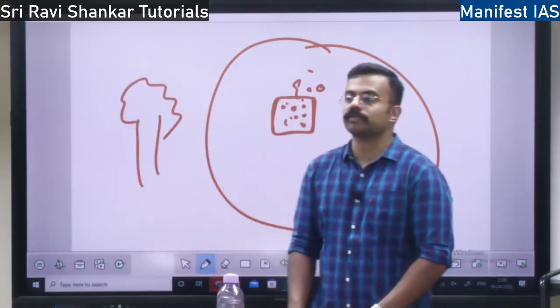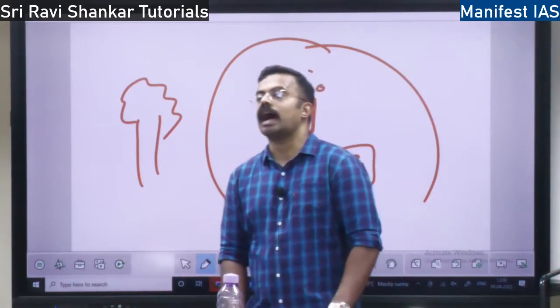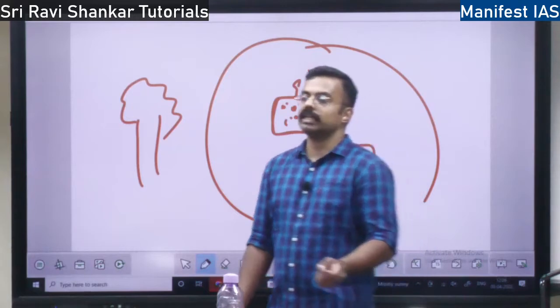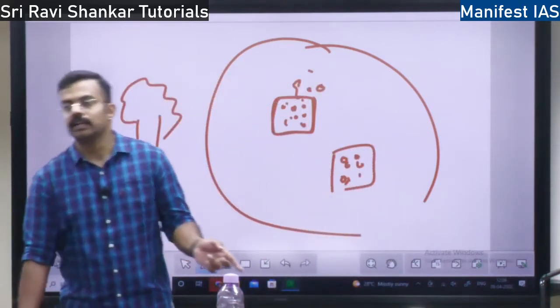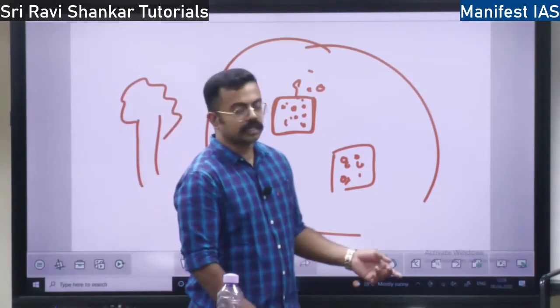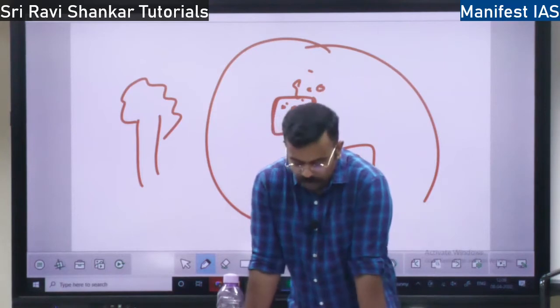So there are two types of substratum. One is terrestrial substratum, the other is aquatic substratum. Soil on the land is terrestrial substratum. Soil in the ocean or aquatic ecosystem is the aquatic substratum, right? So that is one thing.